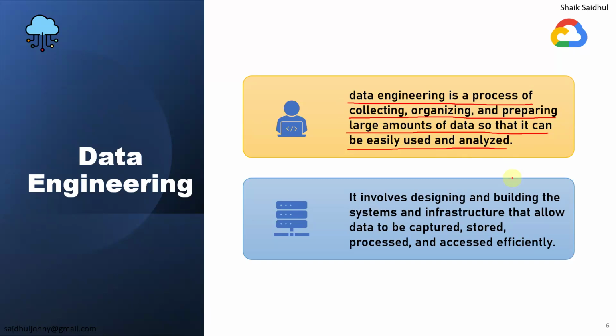So data engineering is a process of collecting, organizing, and preparing huge amounts of data so that it can be easily used and analyzed. That's the main purpose. And while we are doing so, it involves designing multiple systems and infrastructure that allow data to be captured, stored, accessed, and processed automatically. Because we are not going to do any of these things manually, we would like to automate the activity. So that is the definition of data engineering, guys. I hope now you guys got some idea about data engineering.